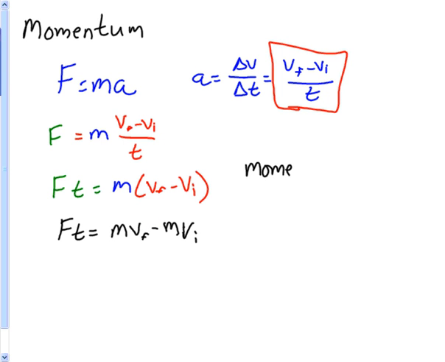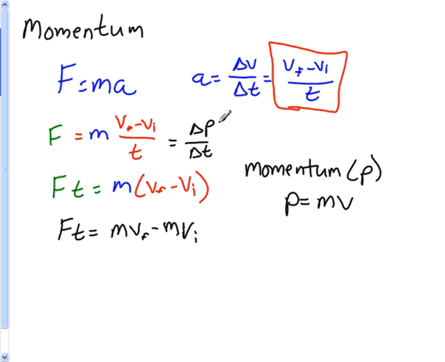Momentum is denoted by a lowercase p. For whatever reason, maybe we started running out of letters. So P is equal to mass times velocity. Mass times velocity, that is momentum. So that means if we're showing this, that means a force is equal to a change in momentum, delta P, over a change in time. That's another way of writing force, a change in momentum over a change in time.